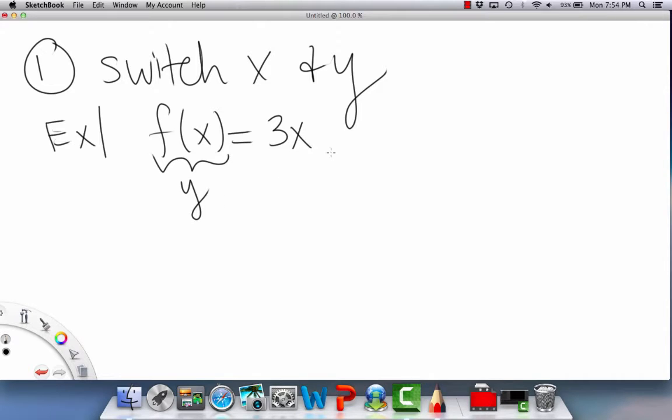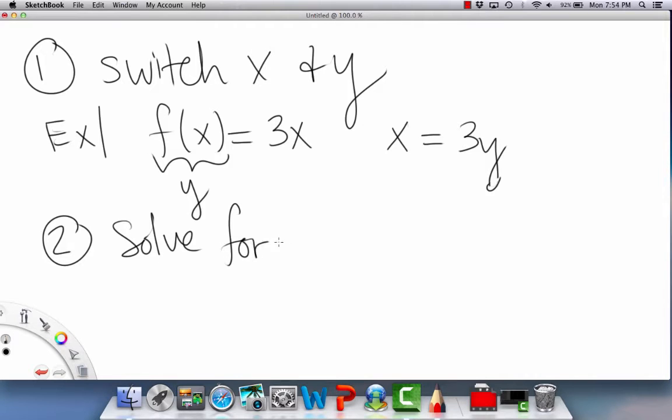So first of all, we're going to switch our x and y. So now we have x equals 3y. Okay, so now step 2, the last step, it's pretty simple: solve for y.